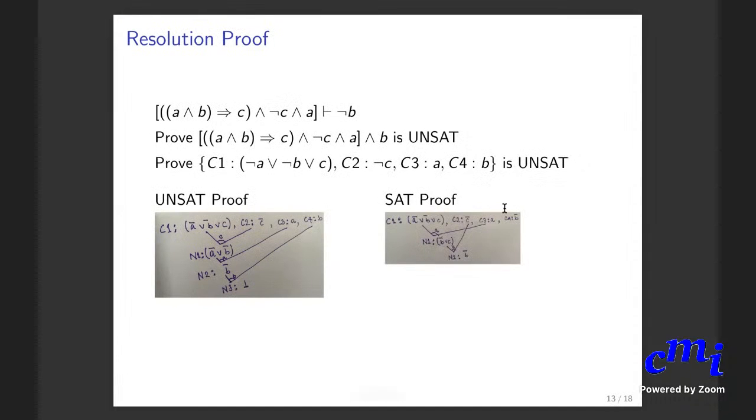Okay, so here is a SAT proof. If instead of adding the negation of the conclusion, which is what I've done here, I added the not B itself, that set of clauses is indeed not unsat. And therefore you will see that you will not be able to derive a contradiction.